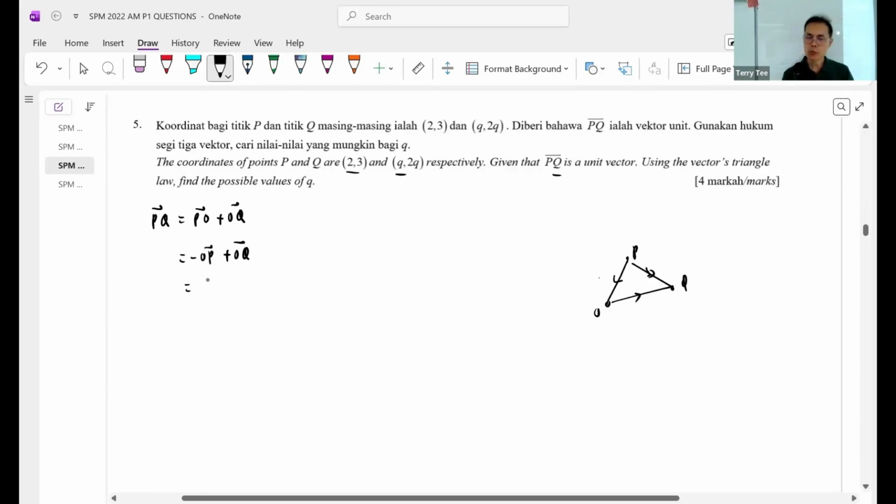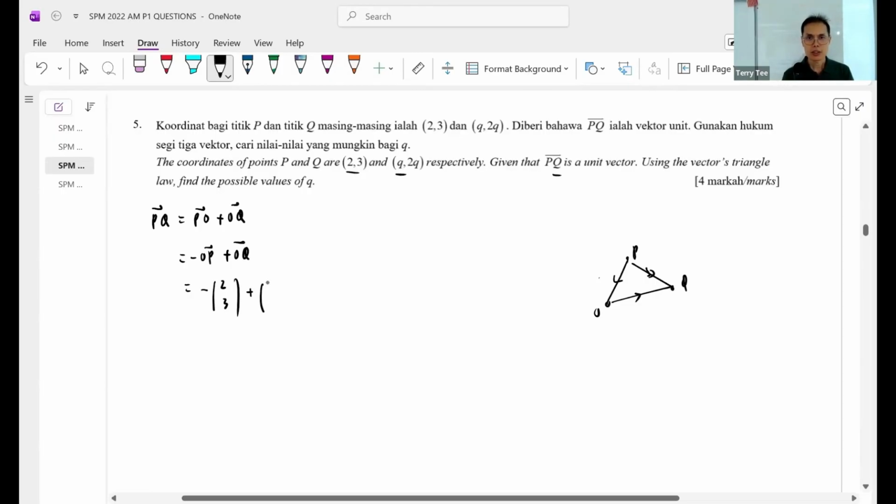Well, maybe you put OQ in front, OP at the back, doesn't matter. So I think I'll just write OP first, 2, 3. I'll write in column vector. You can write in IJ form. It doesn't matter. It's not going to affect your final answer. And the question didn't say that you have to write in a specific form.